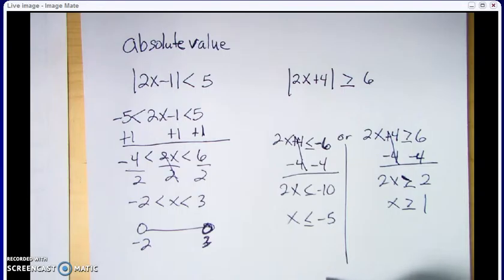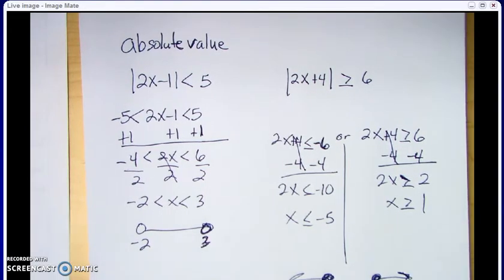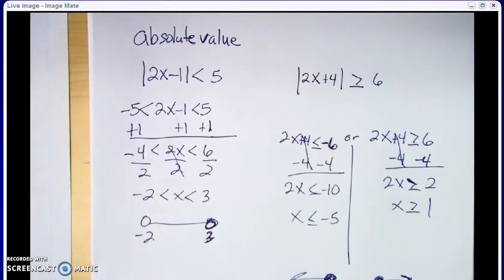And those are your two answers, going from closed on negative 5 going left, and closed on 1 going right. So one of those may pop back up again on the test.